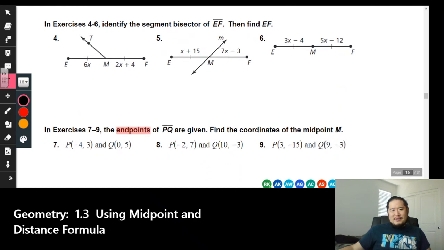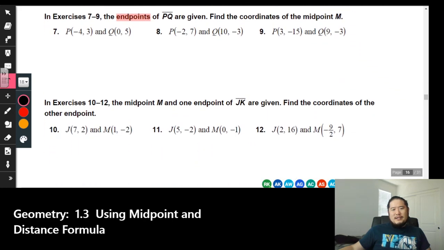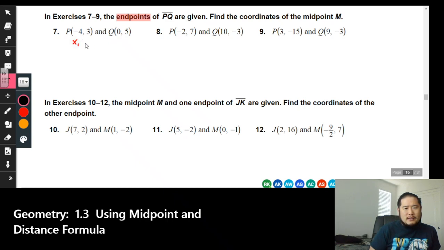All right, moving down. Once again, number 7 says the endpoints of segment PQ are given, and you want to find the midpoint, which is M. A lot of times, what I like to do is label our points. So remember, we'll say that point P is point 1. I'll label -4 as x1 and 3 as y1. And then for Q, we'll put the points as x sub 2 and y sub 2.